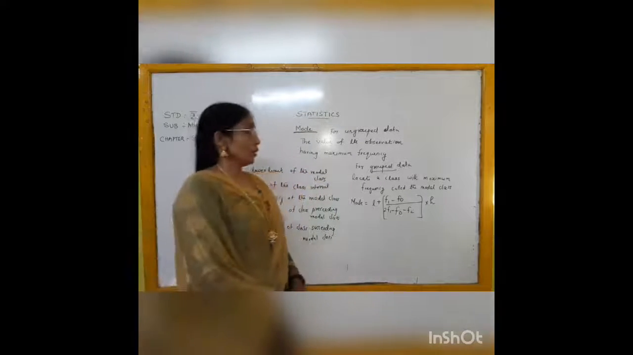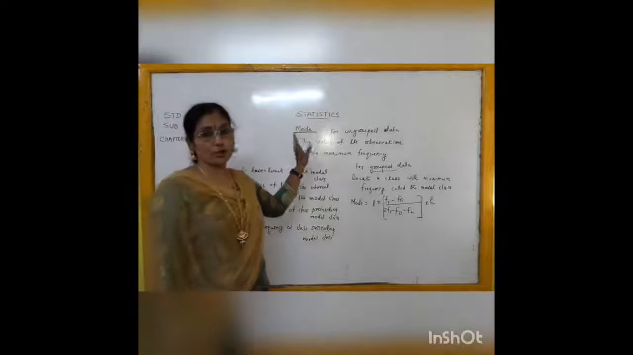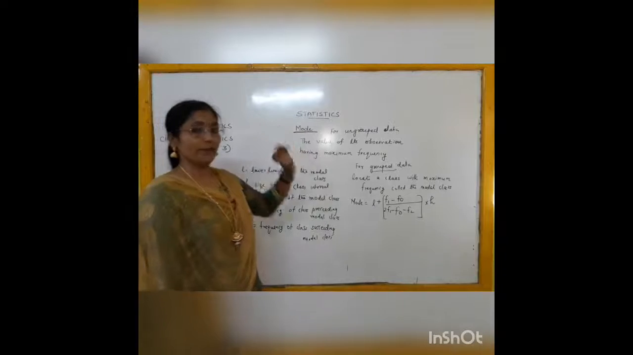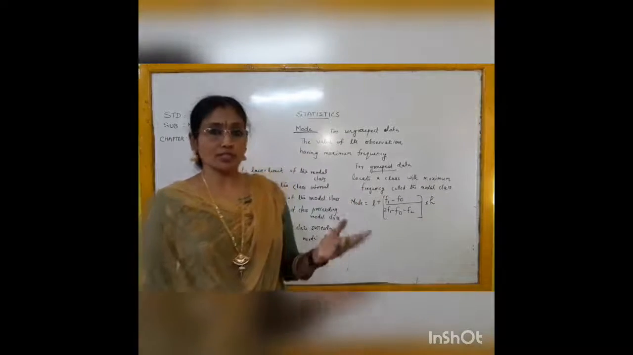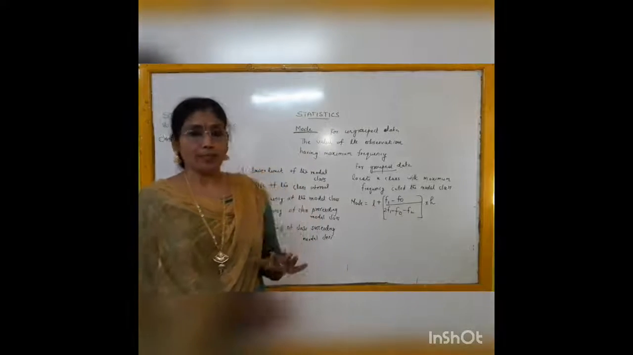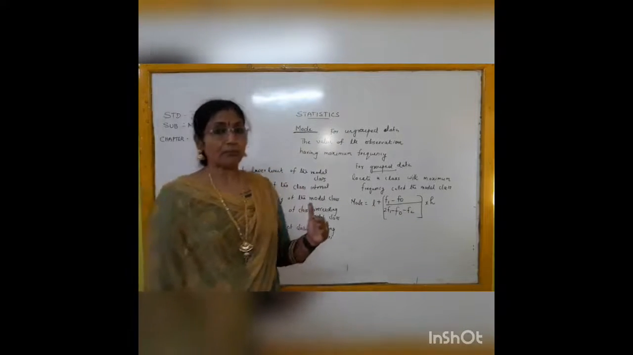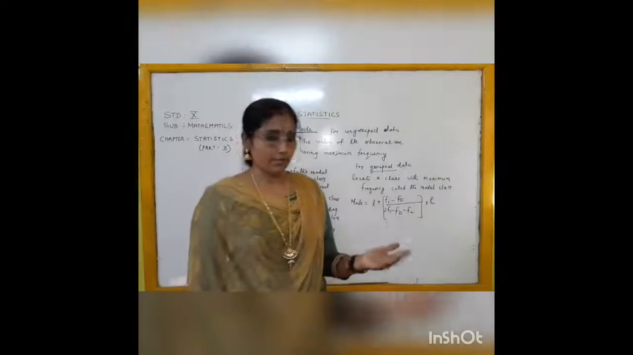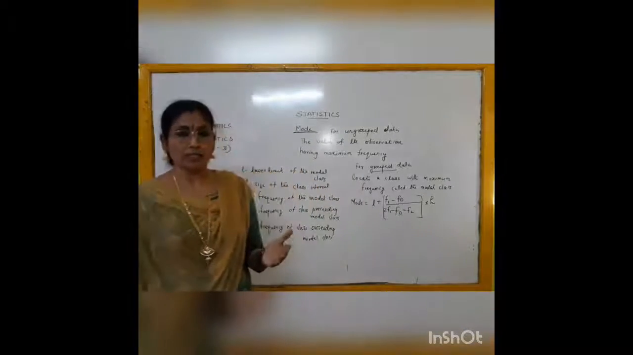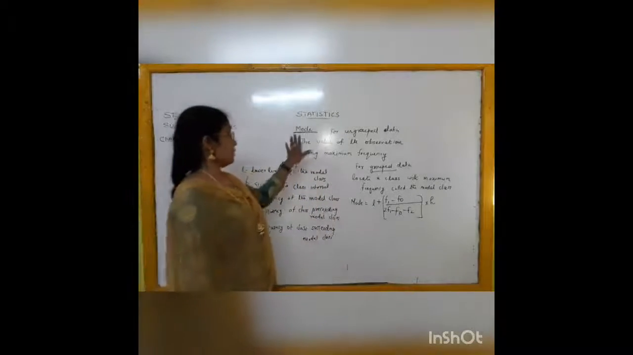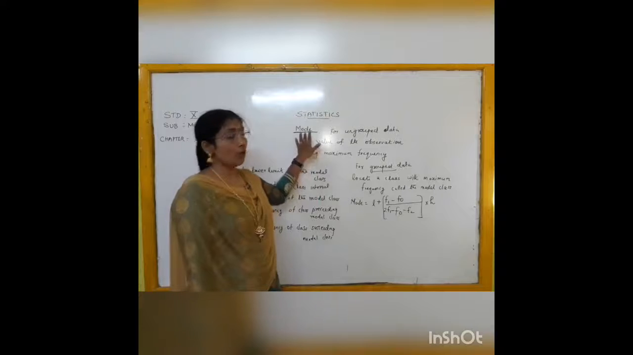Today we are going to discuss another measure of central tendency. What is that? Mode. Yesterday and in the previous two lectures, we have seen how to find the mean of grouped data by various methods: the direct method, the assumed mean method, and the step deviation method. This we have all discussed. Now the next measure of central tendency is mode.